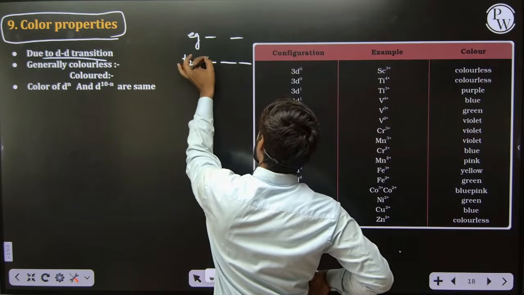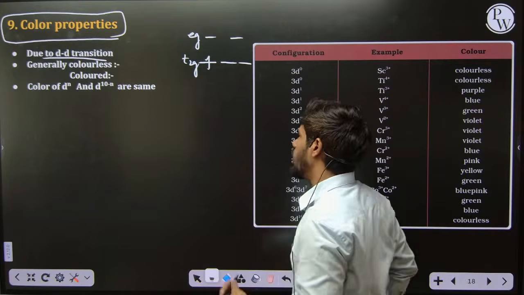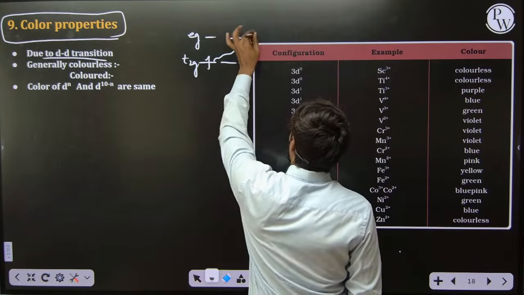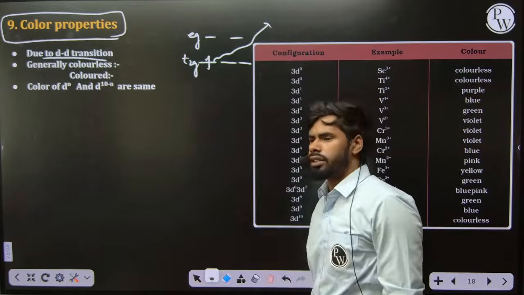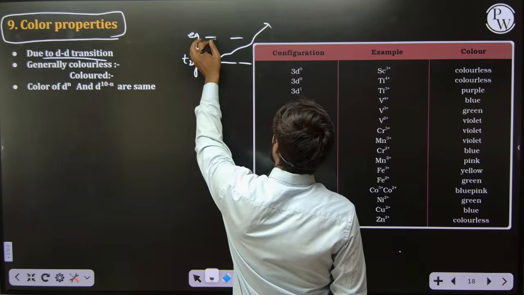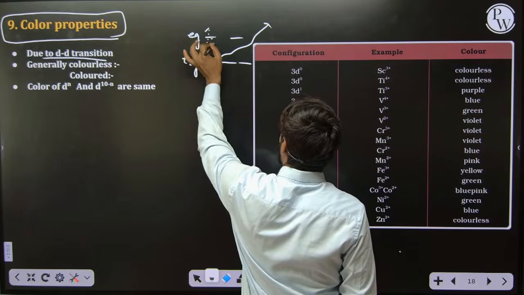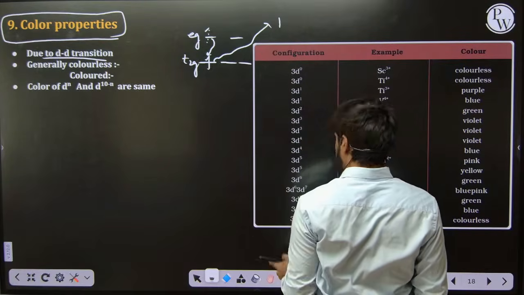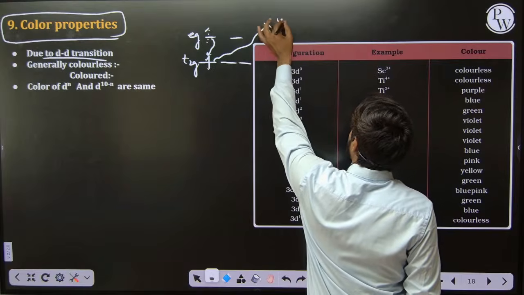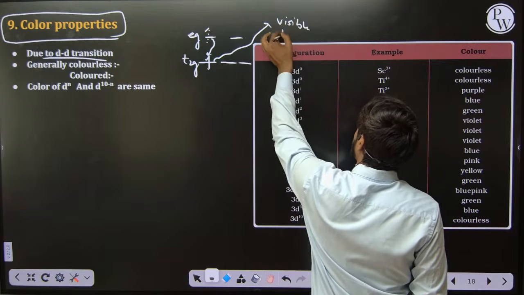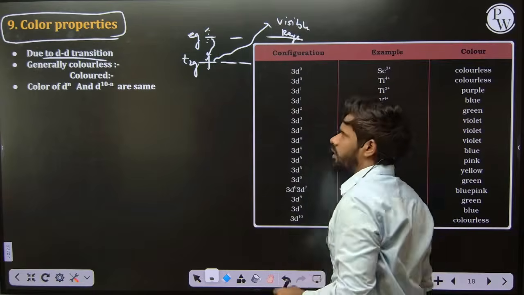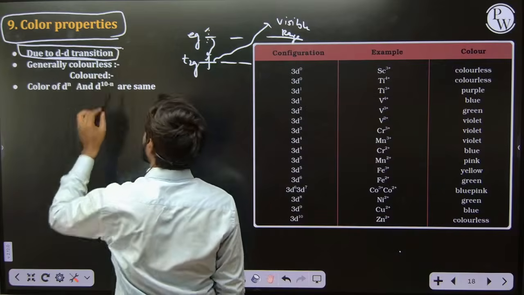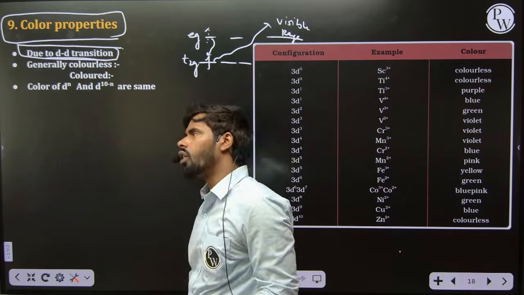Basically, electrons get excited and de-excited. On de-excitation, energy is released from the compound or element, and if the energy released on de-excitation lies in the visible range, then we can say a color will be there. So d-d transition is one of the reasons for color in the d-block elements.